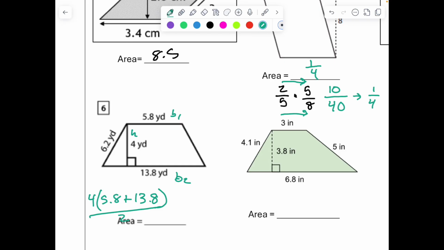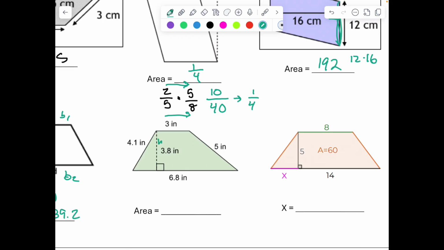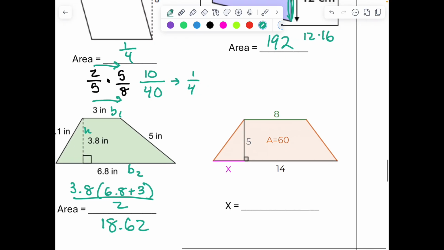We can just pop this into our calculator. Just make sure to do this part first, the parentheses. That gets us 39.2. And then 2 more. Here's the height, base 1, base 2. So 3.8 times 6.8 plus 3 divided by 2. This is going to be 18.62.